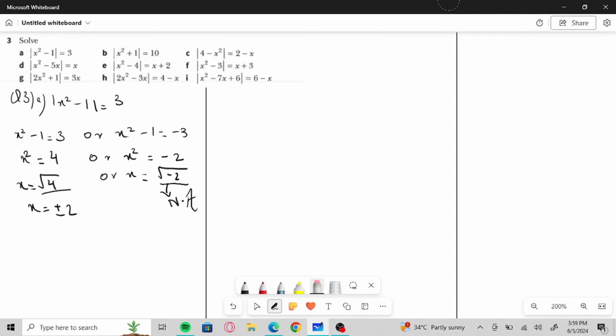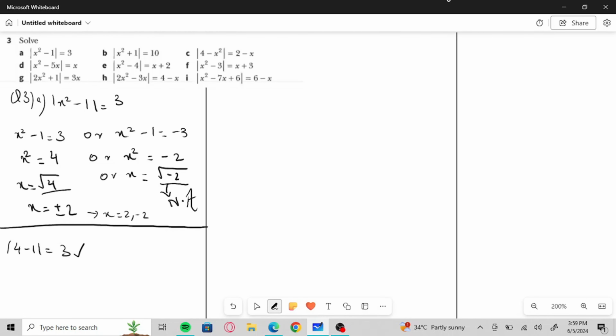Okay, going on to solve this question, we take the inputs according to the question. So we have two values now, x equals 2 and negative 2. For the two inputs, x squared minus 1: 2 squared minus 1 is 4 minus 1 in a modulus, which should equal 3, which is correct. The other one, negative 2 squared, again 4 minus 1 in a modulus equals 3, which is correct again. So x equals 2 and x equals negative 2 are the correct values.